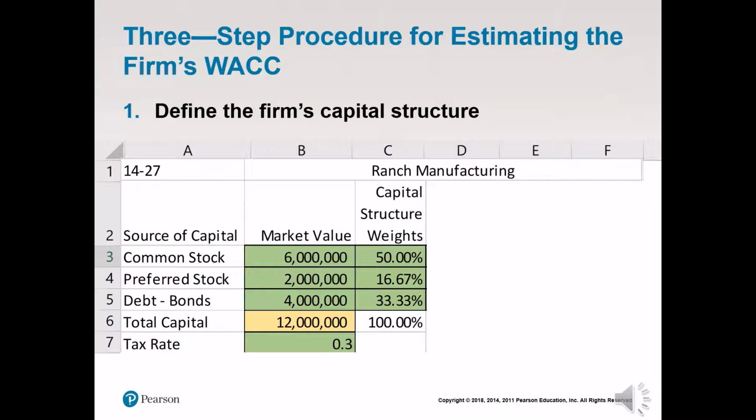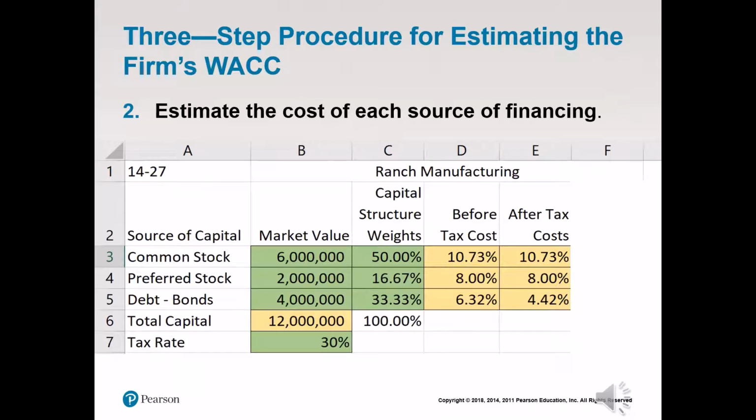The preferred stock is $2 million divided by 12 million, which is 16.67%, and debt and bonds is twice that of preferred stock at 33.33%. All of these weights add up to 100%.